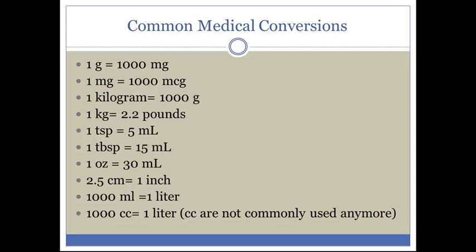1,000 milliliters equals 1 liter. 1,000 cc's equals 1 liter. cc's are not commonly used anymore. We usually are using the milliliters. However, every once in a while you will see the cc. Cubic centimeters is what cc stands for.